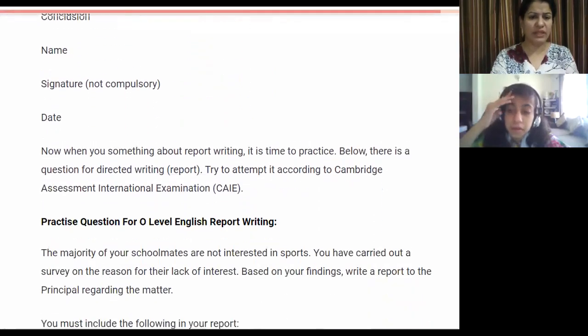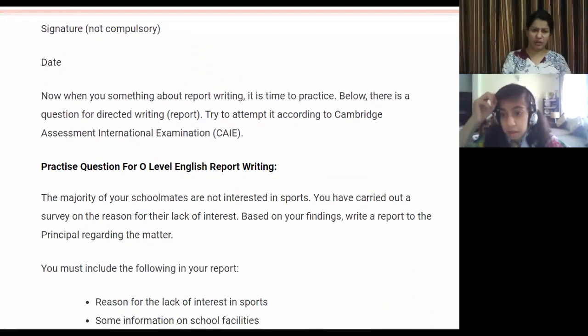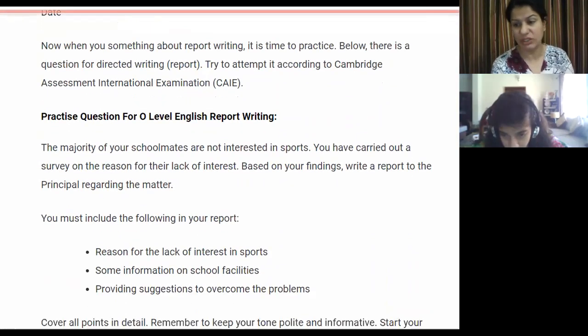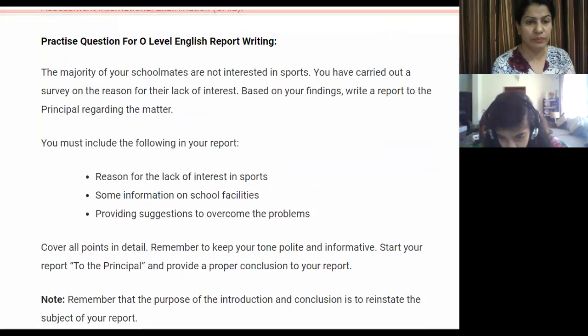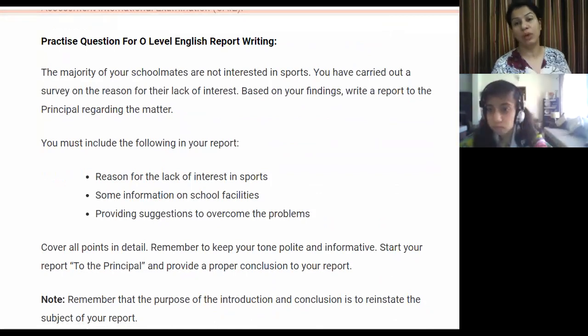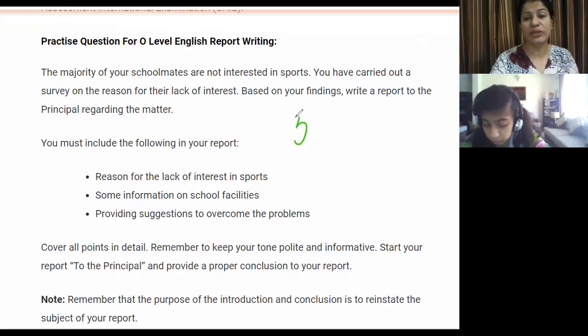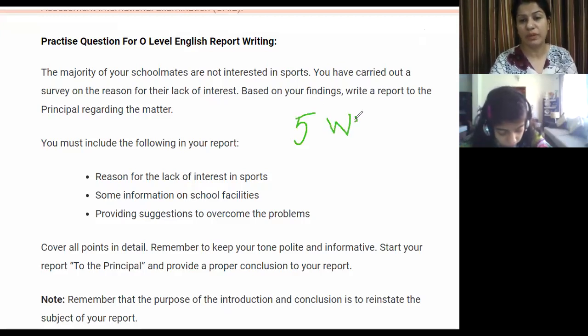Now, one thing that you need to know about report writing is time to practice. Below, there is a question for a directed writing report. You are going to attempt it based on the Cambridge International Examination. Remember, as Shakar pointed out yesterday, if you check the report that was written up over here, you have to incorporate the 5 W's. Now, what are the 5 W's?